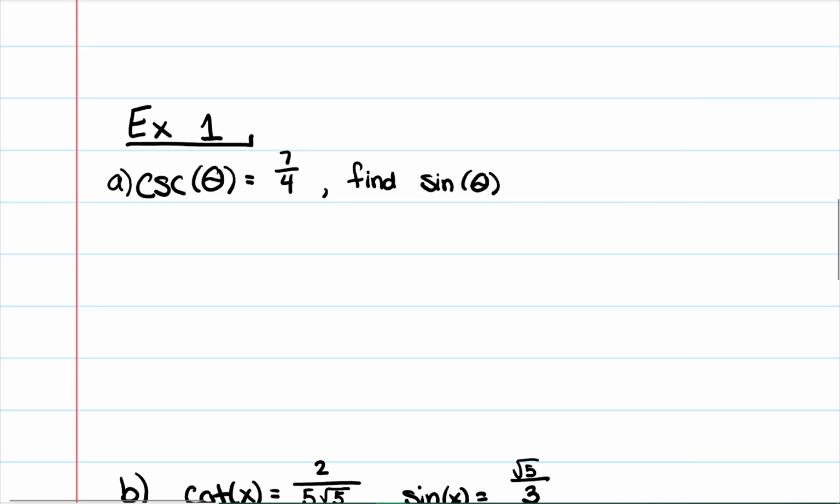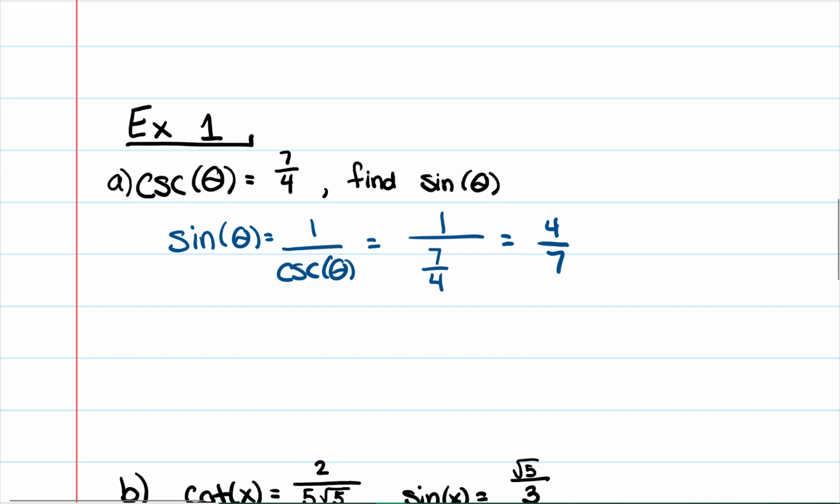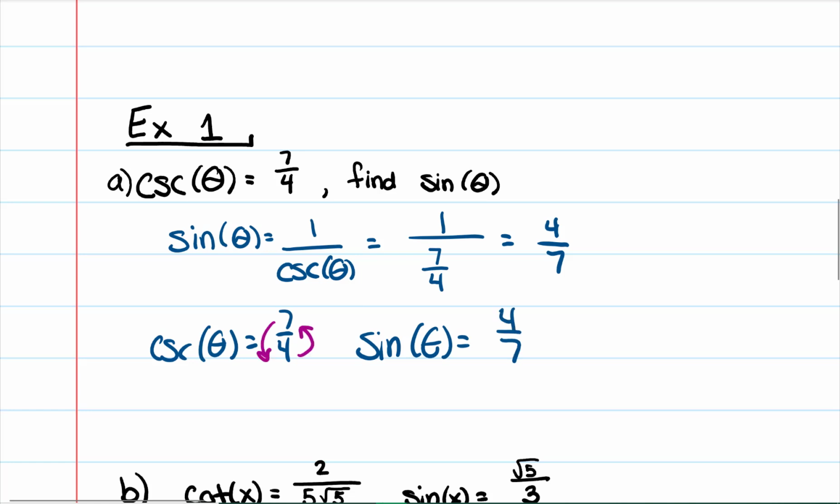Okay, example 1. If cosecant of theta is equal to 7/4, we want to find sine of theta. Now this shouldn't be too tough, but we're going to write it out algebraically. So I know that sine of theta is equal to 1 over cosecant theta. And I know that cosecant theta is 7/4. So then in order to make this go to the numerator, you're going to take the reciprocal. So this is 4 over 7. This might seem like a lot of work, but basically if cosecant is equal to 7/4 and you want sine, you just take the reciprocal. So this 4 goes up top and the 7 goes to the bottom.